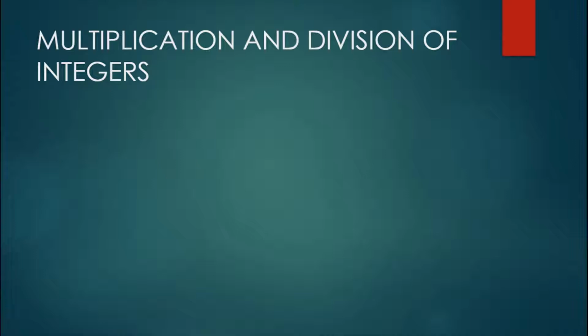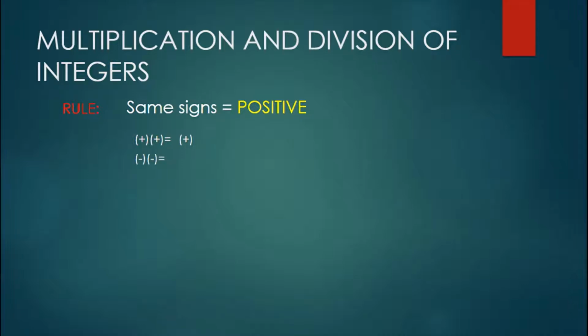In dividing and multiplying integers, we follow certain rules. The first rule is, if we are multiplying and dividing integers with the same sign, the answer is always positive. Again, multiplying and dividing integers with the same sign, the answer is always positive. Example, positive times positive, the answer is positive. Or negative multiplied by negative, the answer is positive.